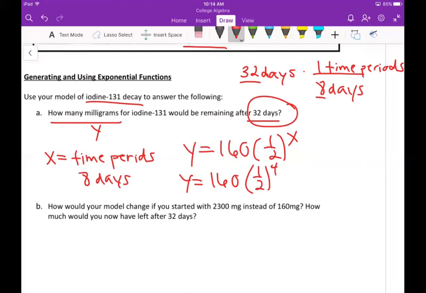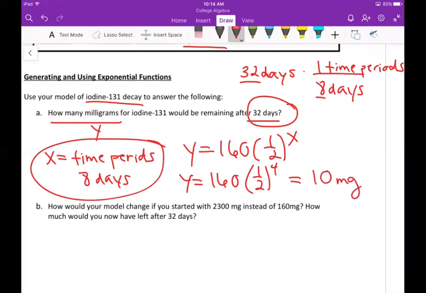So be careful there, always recognize what x is in case you're given it in terms of that half-life rather than in terms of days. So we wouldn't want to plug in 32 into this particular function the way it's set up. Okay, so if you do that in your calculator, make sure you can work with that fraction. That fraction will definitely have to go in parentheses. You should get an output of 10, and that's in milligrams because our y is in milligrams.